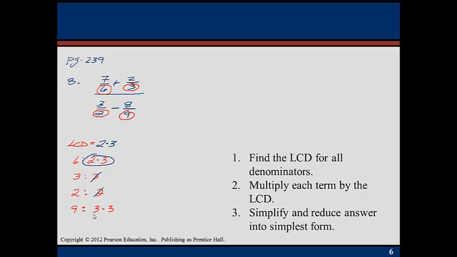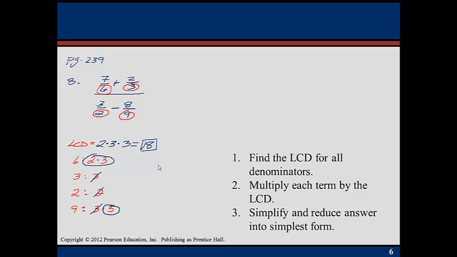And then for the last one, this one is the most important one. It says, I need a 3. Do I already have a 3? I do. So I don't write this 3. However, do I see a second 3 up there? I do not, so I must write this one. So your LCD has become 2 times 3 times 3, which is 18. So the smallest multiple that 6, 3, 2, and 9 share is 18.